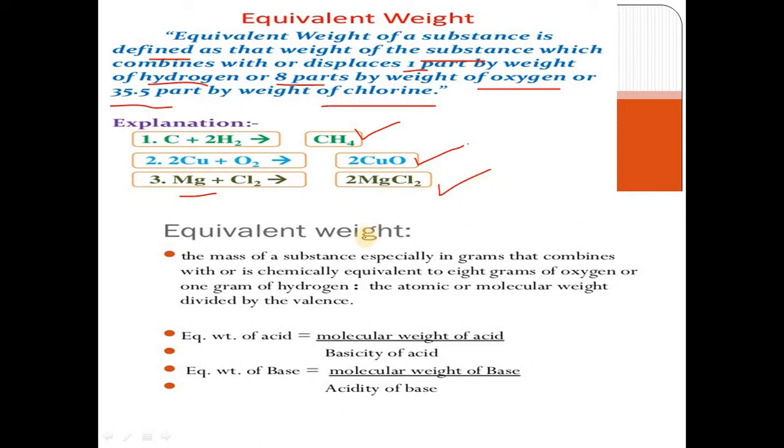So the equivalent weight, as we already know, is the mass of a substance, especially in grams, that combines with or is chemically equivalent to 8 grams of oxygen or 1 gram of hydrogen, the atomic or molecular weight divided by the valency. So the equivalent weight of an acid is equal to molecular weight divided by the basicity of that acid, and the equivalent weight of a base is equal to molecular weight of the base divided by the acidity of that base.